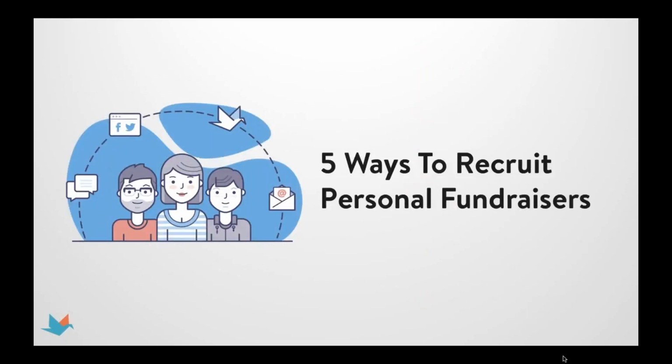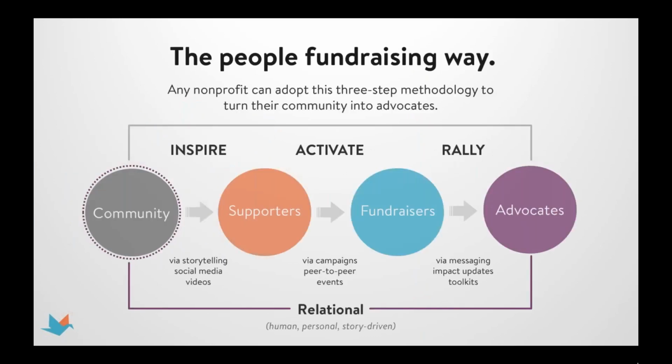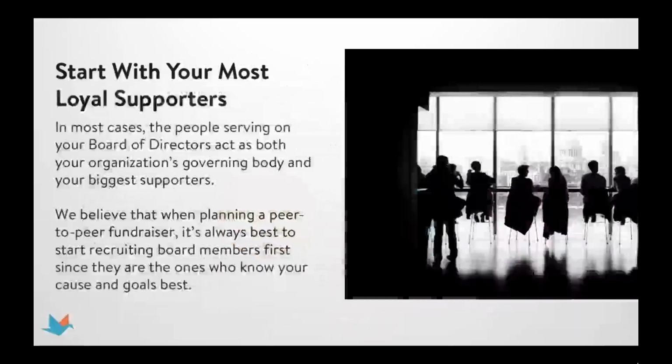So the next stage of running a successful campaign is really about recruiting personal fundraisers. And so we feel like there's 5 ways to do this. And this is really about activating. So how do you actually activate supporters to become fundraisers? The first circle of influence that you really should reach out to is your most loyal supporters. In most cases, the people serving on your board, who act as your organization's governing body, are also your biggest supporters. They really care about your cause and believe in it. And so it's important to think about how you can activate them to also become fundraisers.